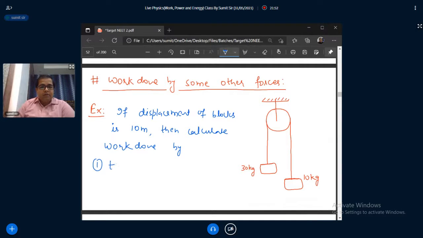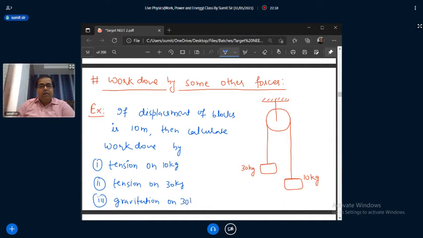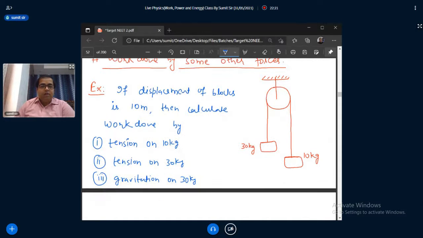First, calculate the work done by tension on the 10 kg block. Second, the tension on the 30 kg block. Third, gravitation on the 30 kg block. The fourth one, gravitation on the 10 kg block.